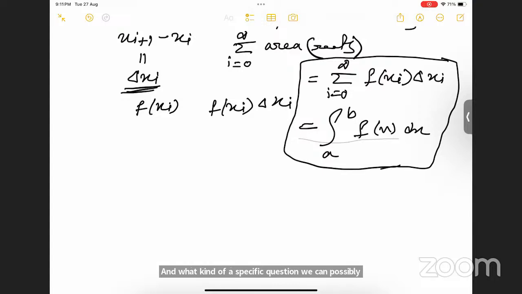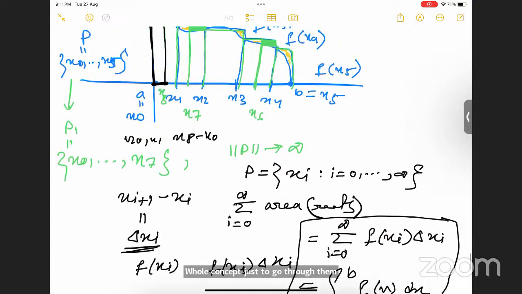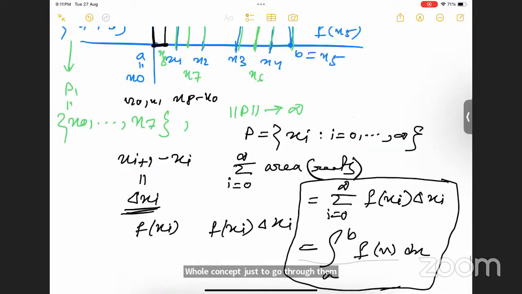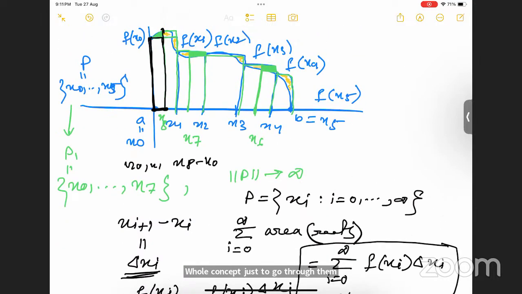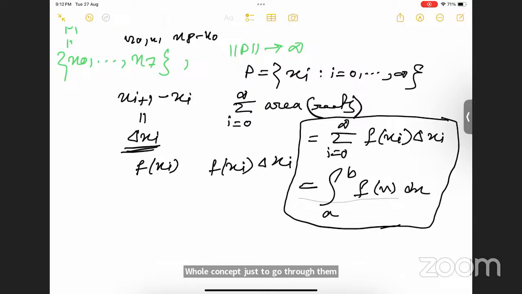All concepts, just go through them. This is the basic concept, and I guess this is enough. If you know this basic concept, it is enough to understand this. And the question, I guess, will be something like this: it will provide a graph and you have to calculate the area bounded by the graph. Otherwise, you may have to do something using rectangles.